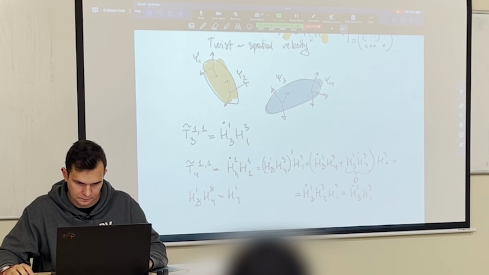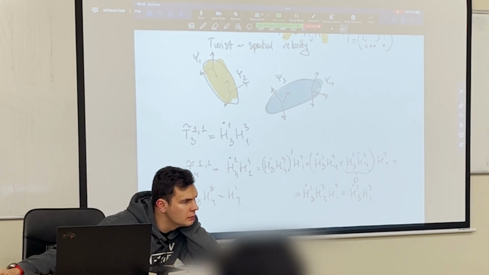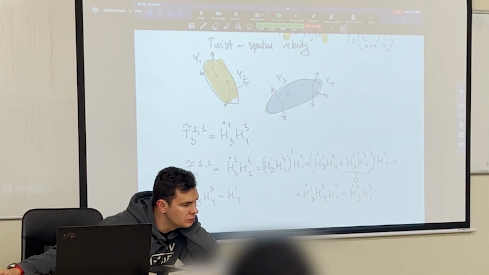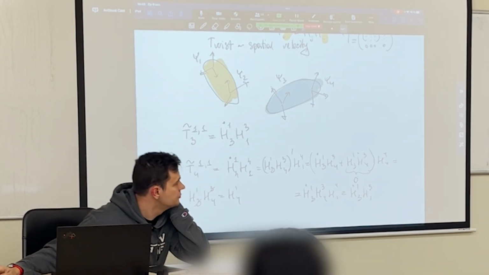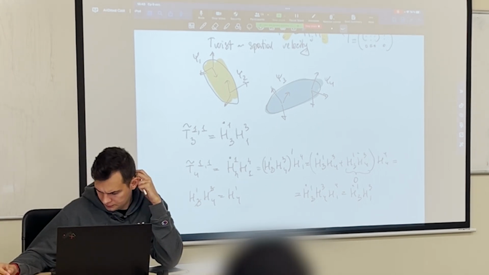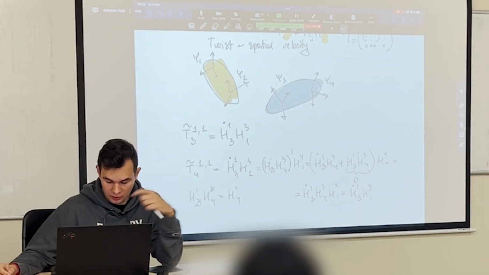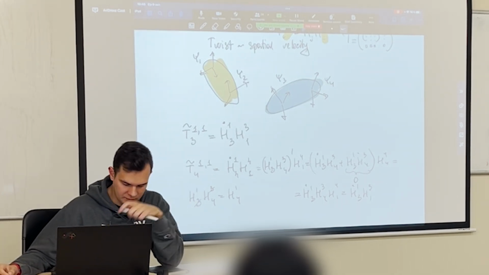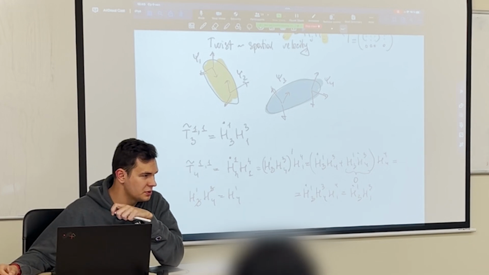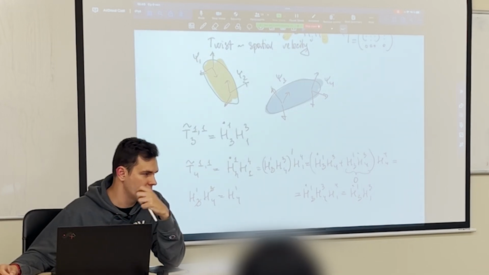But here we didn't change the frame that we represent the twist in. You said that the twist is not affected by the frame that it's represented in, right? Yeah, but here we didn't change the representation frame. In both of them it was 1. I mean, you can do this for any frame. You can change the numbers, but still it will be the same.